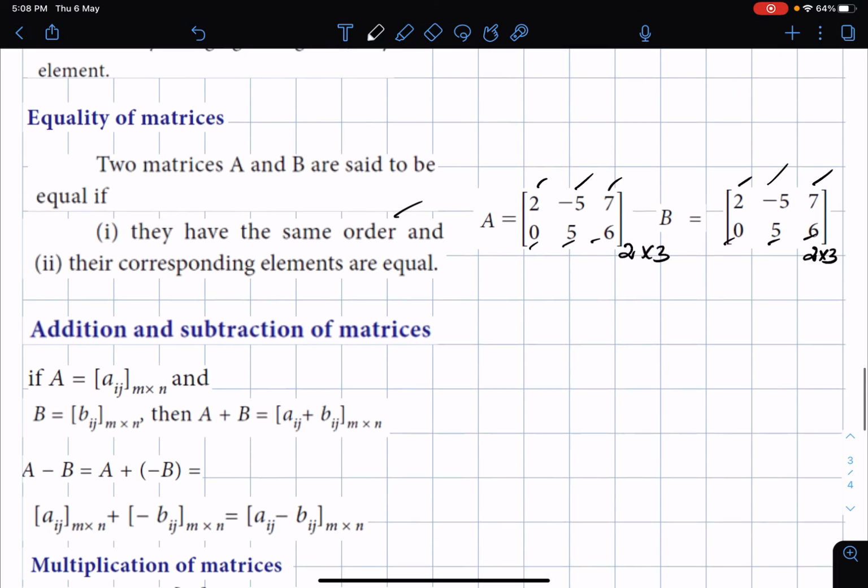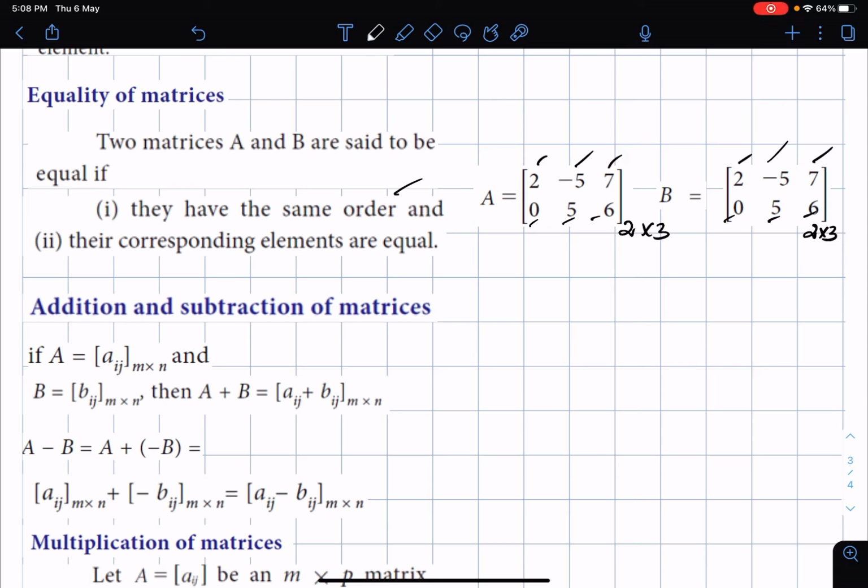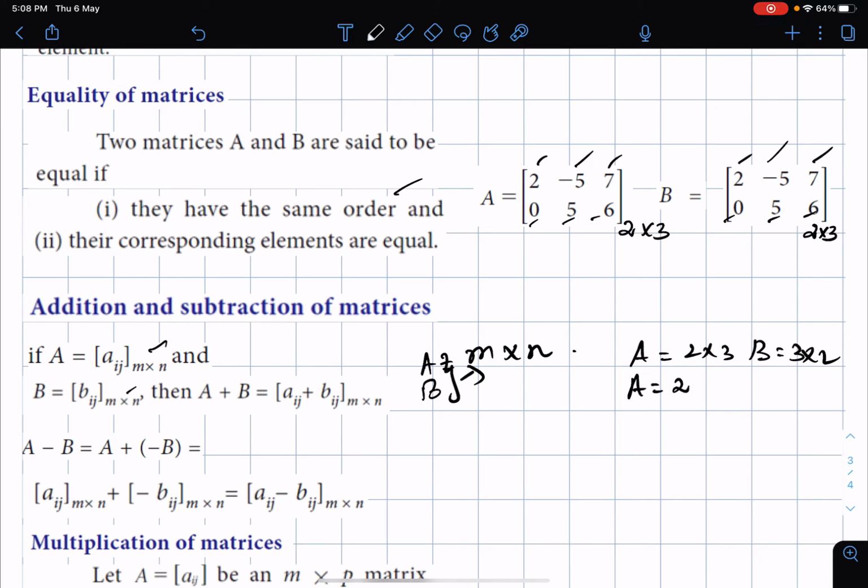Okay. Addition and subtraction of matrices. In addition and subtraction of matrices, you should consider one important point. What is that? M cross N for A and B, isn't it? So here A is given as M cross N and B is given as M cross N. So for both A as well as B, the order should be equal. Then only you can add or subtract. Suppose if we get A as 2 into 3 and B as 3 into 2, we cannot add or subtract. So what do you mean by this? If A is 2 into 3, then B also should be 2 into 3.